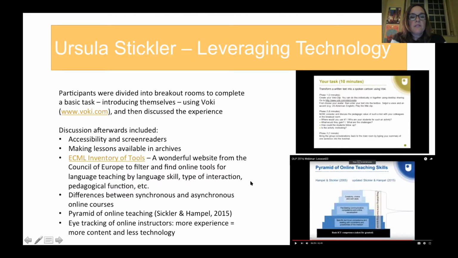And then a really interesting study that she did on eye tracking in online instructors. So they did an eye tracking study as instructors were teaching online. What were they paying attention to? And one of the things they found was that the more experience the online teachers had, the less time they spent looking at the actual technology itself, and the more time they spent dealing with content and instruction.